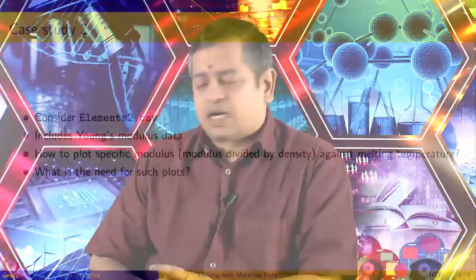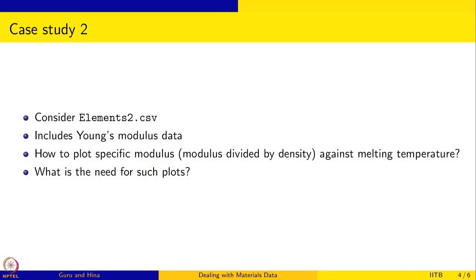And then the second case study is to consider another data set. It is the same as the elements data set except that it has now also the Young's modulus data. Once you have Young's modulus data, we want to know how to plot specific modulus, that is modulus divided by density, against the melting temperature. So previously we just took the two columns and plotted, but now we want to do some algebraic manipulations on the columns and such modified data we want to plot.